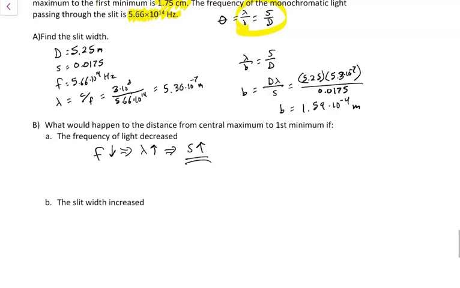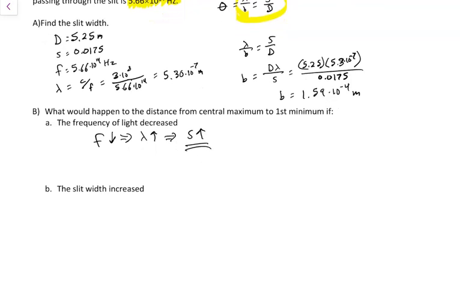If our slit width increased, I see that my s is inversely proportional to my slit width. So if my slit width increased, then the distance between my minima is going to decrease.